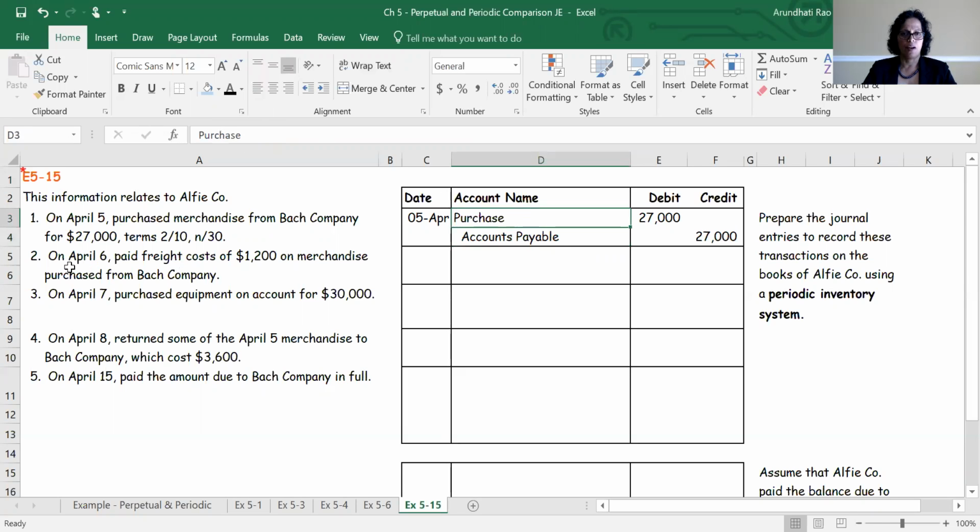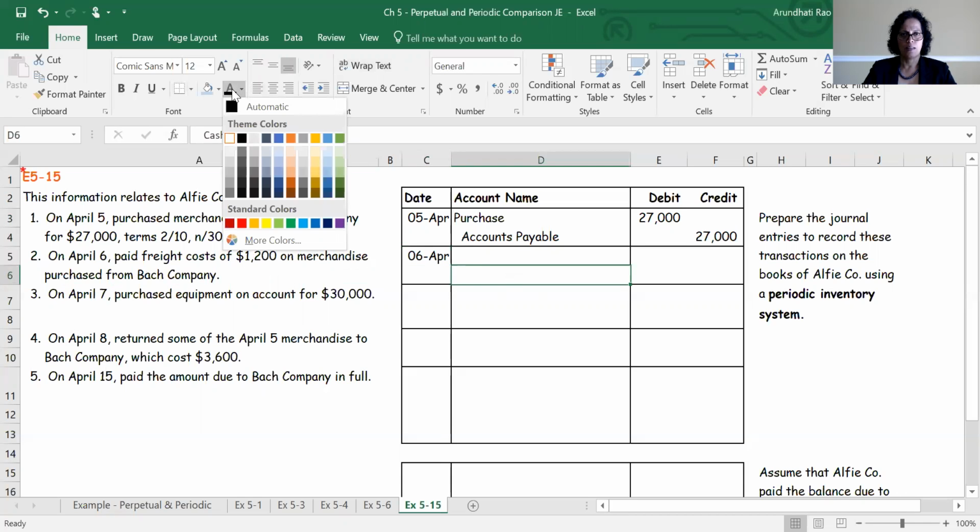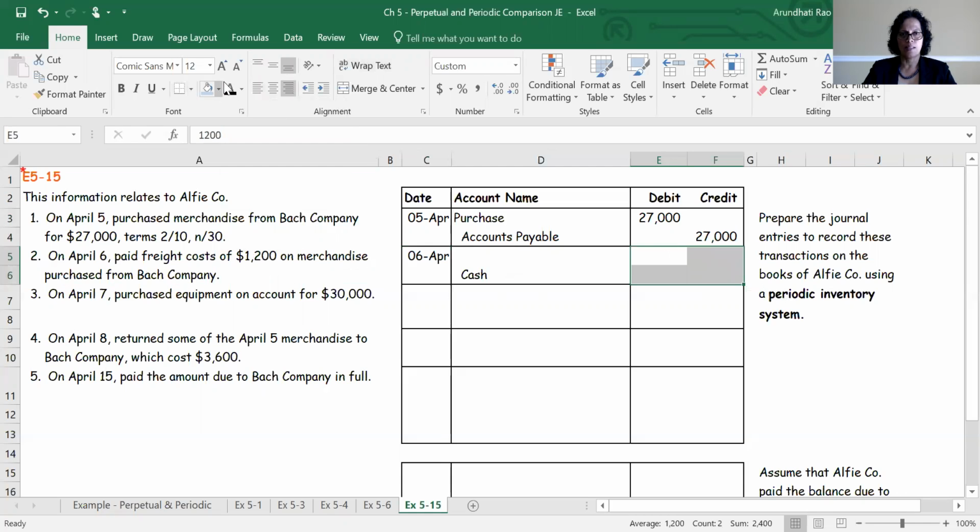On the 6th, I paid freight of $1,200 for the merchandise that I purchased. So I have another journal entry over here. April 6th, I paid money, so cash is credit. Again, outside party doesn't care what I do. They need the cash. I make the payment, they got the cash, so cash is credit for me. For the other party, cash will be debit. Again, what would I debit here? Perpetual inventory, I would have debited inventory. But here, I'm going to debit another account name called freight in. I'm keeping track of each of these separately. Anytime I make a purchase, anytime I pay for freight, all of those are going into separate accounts.